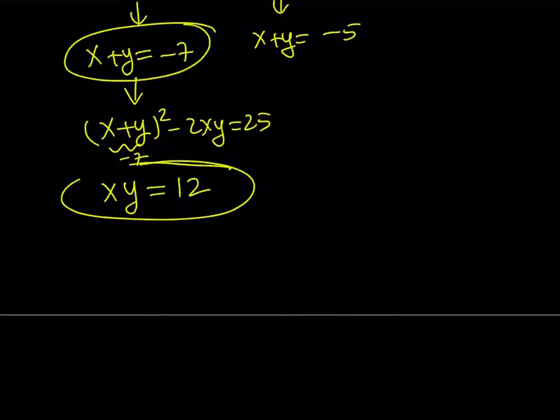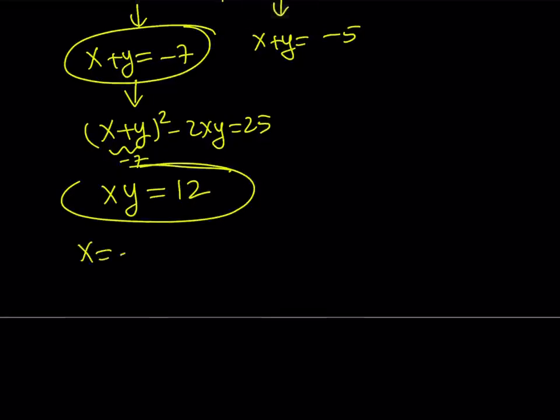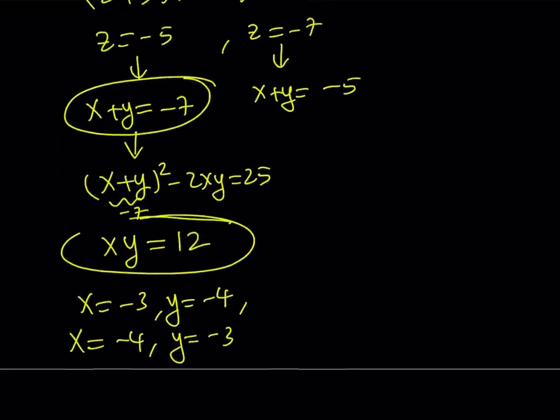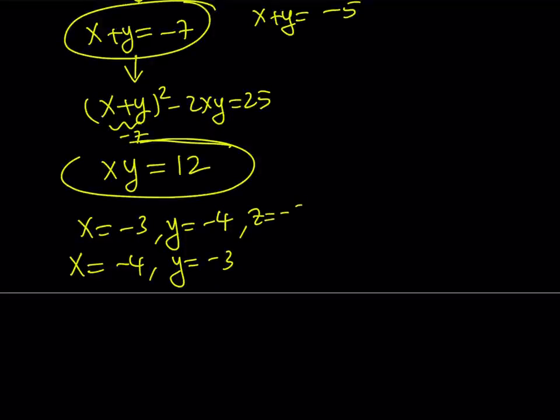So we're looking for two numbers whose product is 12 and whose sum is negative 7. Those numbers are negative 3 and negative 4. So x can be negative 3, y can be negative 4, or vice versa. And this is going to give us the solution. But in this case, z is always negative 5.